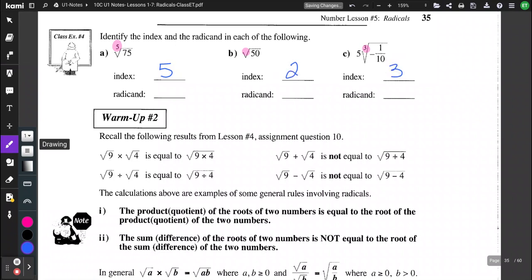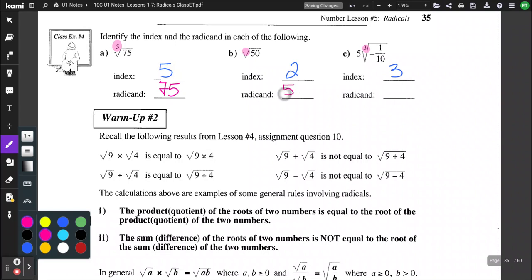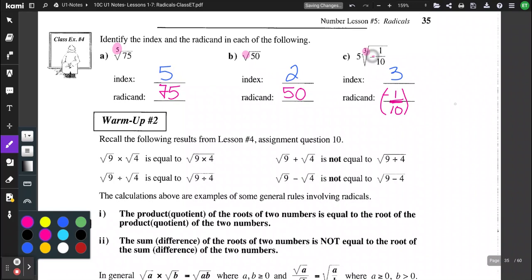Now we want the radicand. That's the number underneath. The number underneath in this case is 75. In this case, it's a 50. And in the last one, it's -1/10. If it's a fraction, the negative will always sit with the top number. This one is written with the negative right beside, almost with the bottom number. They will always float to the top, just so you know.